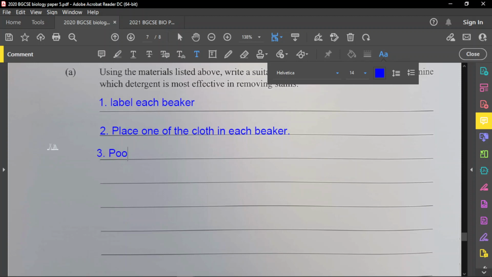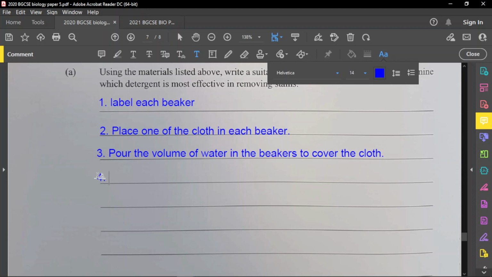Pour water in the beaker. Cover the cloth. All right. A matter of fact, let me just point this out. I'm going to use the same amount of water. Pour the same volume. You want to make sure you make everything constant, right? Pour the same volume of water in the beakers to cover the cloth. All right. Yeah, that's very important to make sure you use the same volume.